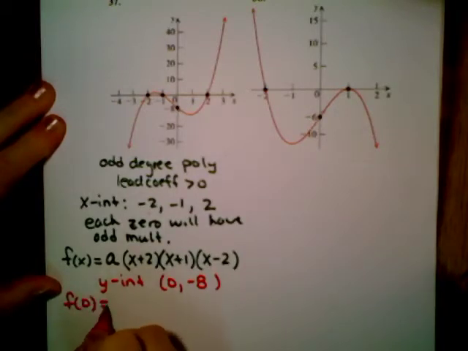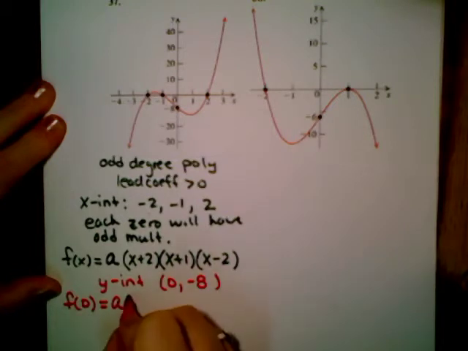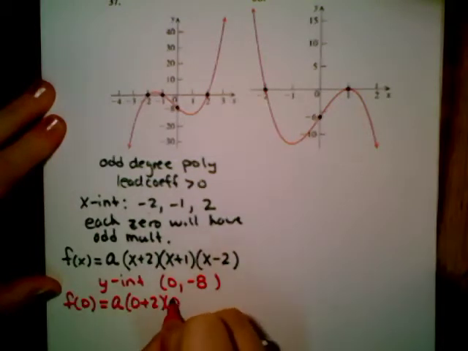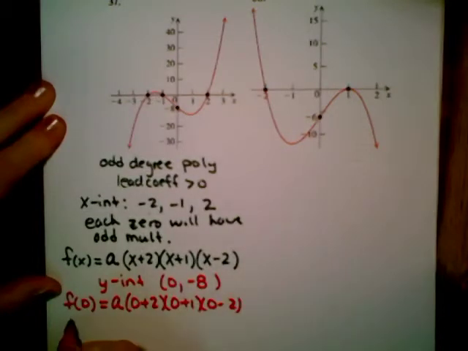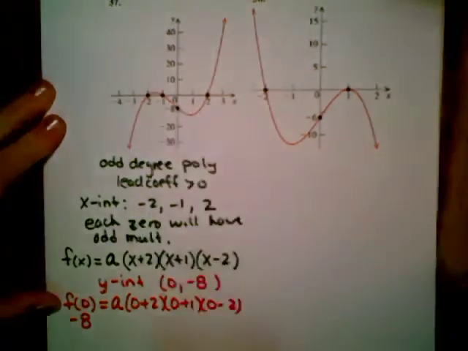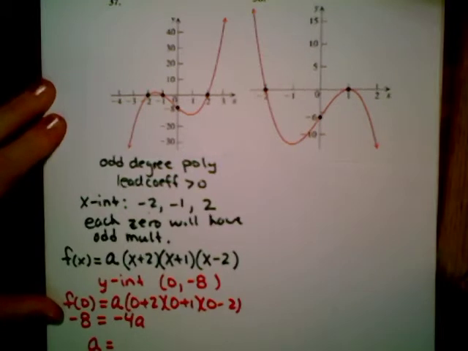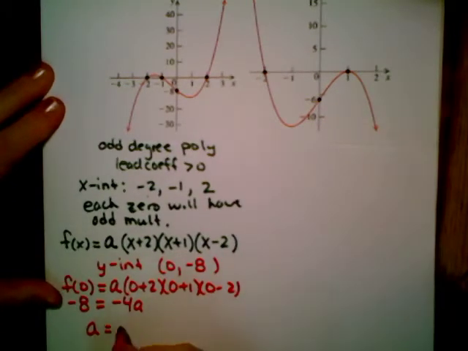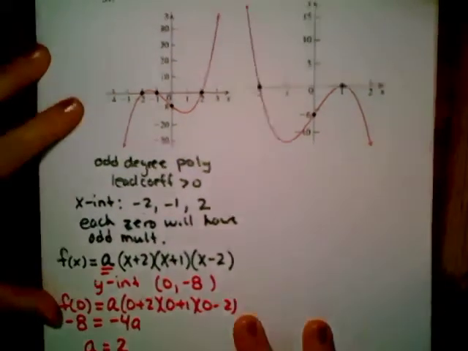So again, if we evaluate f at 0, we don't plug in 0 for a, because that's an unknown, but we'll plug in 0 everywhere there's an x. Well, f of 0 we were given in the graph, that's -8. And if we take -2 times 1 times +2, I think we get -4 times a. And solving for a, dividing both sides by -4, we see a is 2. And so that tells us what our leading coefficient is.